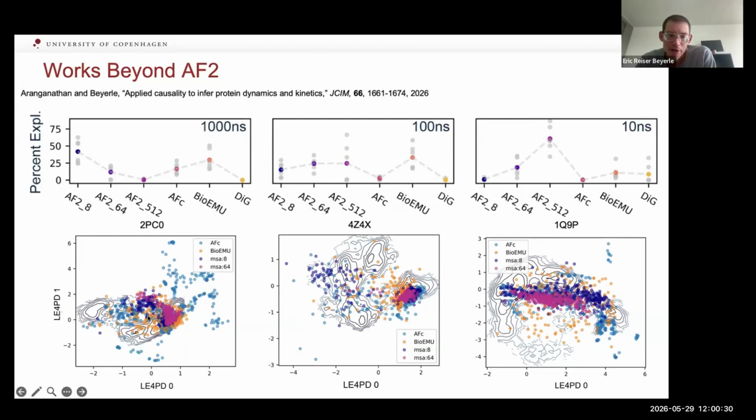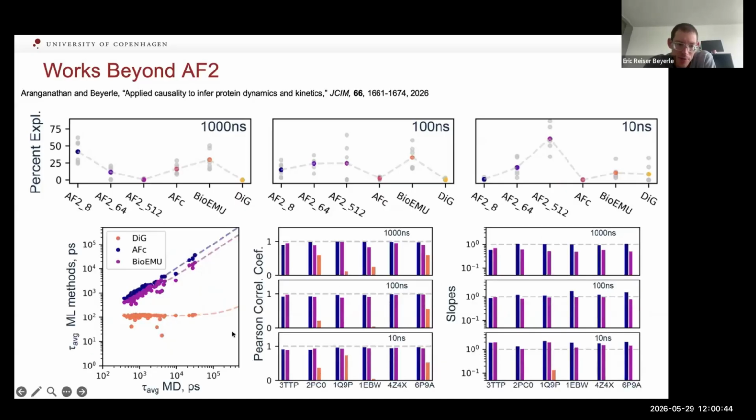And then here again, I'm just projecting all these structures onto the free energy surface from the microsecond MD. This shows that all the different methods predict very different structural ensembles. And we can do the same sort of quantitative thing as before. This DIG method is not very good. It only really outputs structures close to the crystal structure. But this is just recapitulating what's shown in the top plots, that BioEmu is pretty good at the microsecond timescale. AlphaFold 2 cluster is also generally pretty good. But yeah.